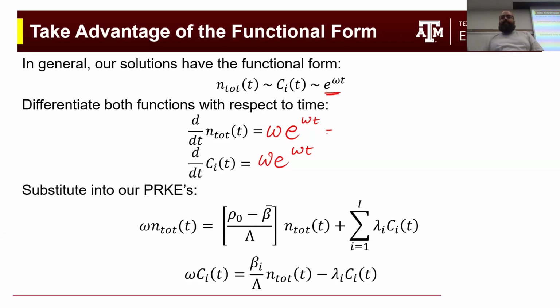So I could say that this is the same thing as omega times n total of t, because e to the omega t is in total. And I could write the same thing for my density: omega times c i of t. So if I take these definitions for my derivatives and plug them into equation one, and plug this definition into equation two, then that's what my left side looks like.